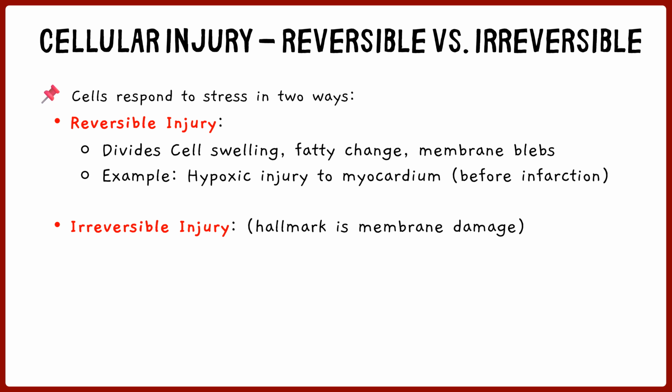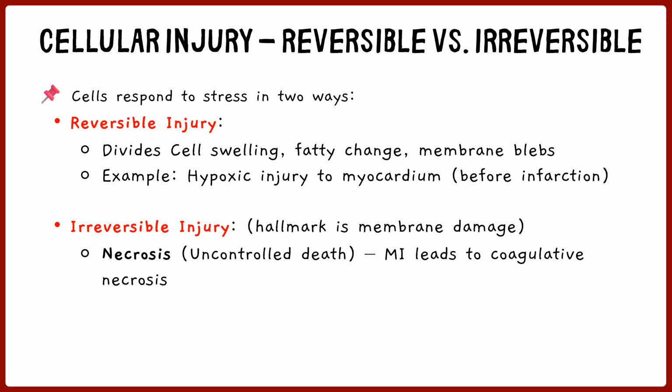As for the irreversible injury, the hallmark is membrane damage. So when the damage becomes way too severe, the cell will not be able to recover. It has two possible fates. Number one is necrosis. This is uncontrolled cell death, often due to very severe injury. For example, like we said, in a myocardial infarction, so a heart attack, the prolonged ischemia can lead to coagulative necrosis. This means that the cell loses their structure but remain visible for some time.